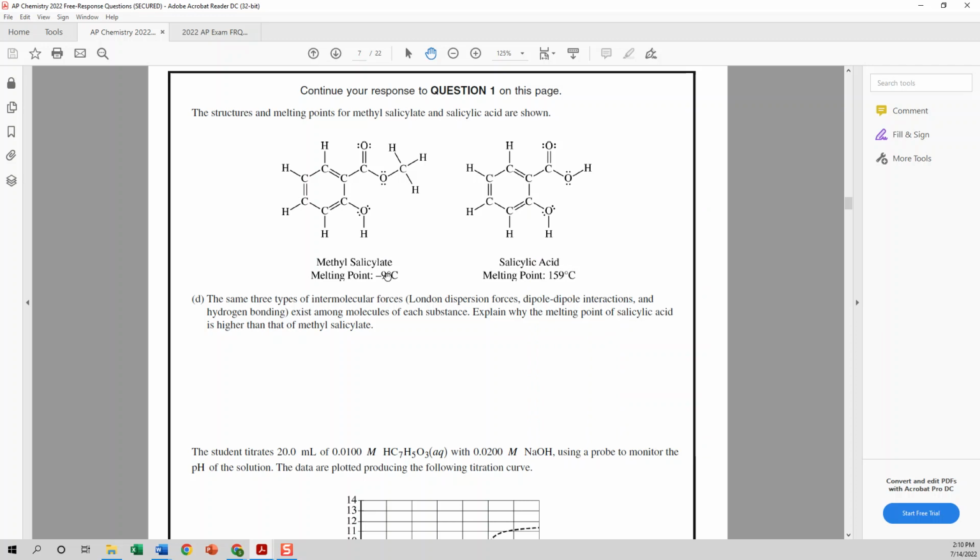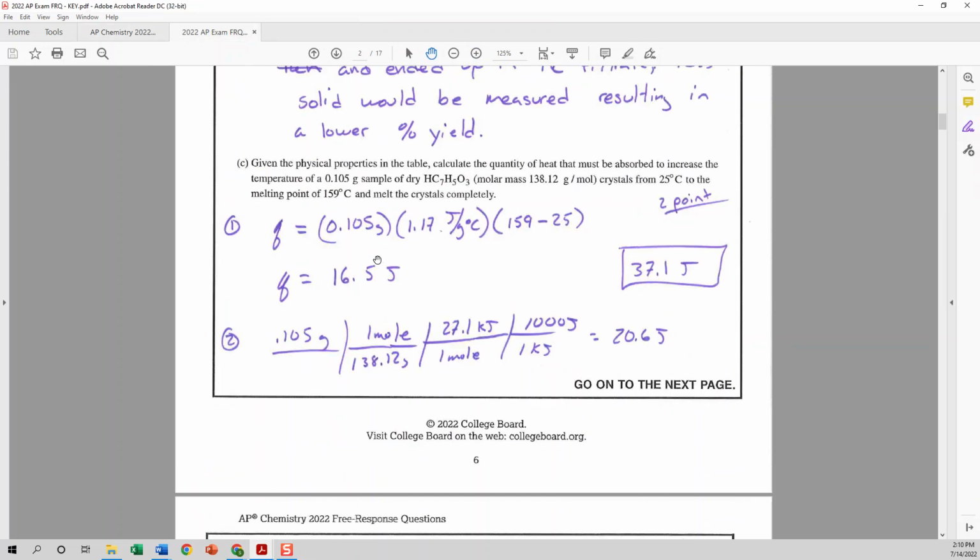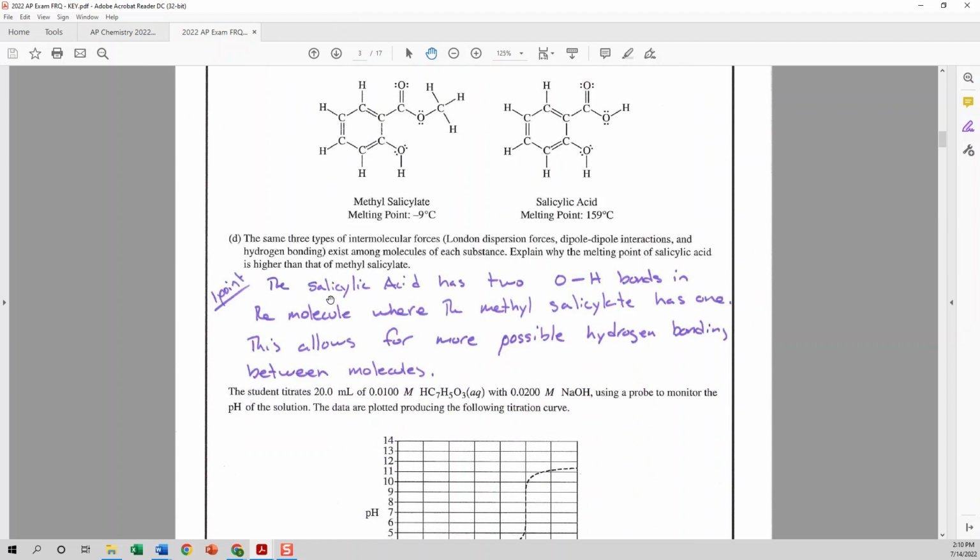9A and B. But anyway, so the answer, again, this has two sites for hydrogen bonding. This only has one. So let's go to my explanation. The salicylic acid has two OH bonds in the molecule, where the methyl salicylate has one. This allows for more possible hydrogen bonding between molecules. There you go. Okay.